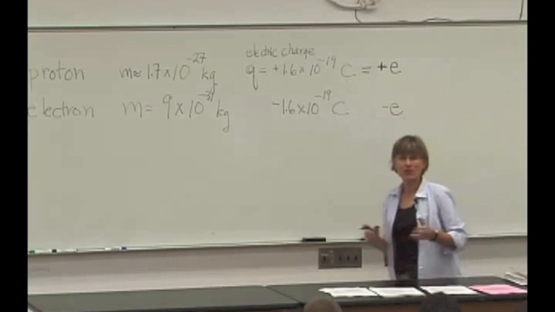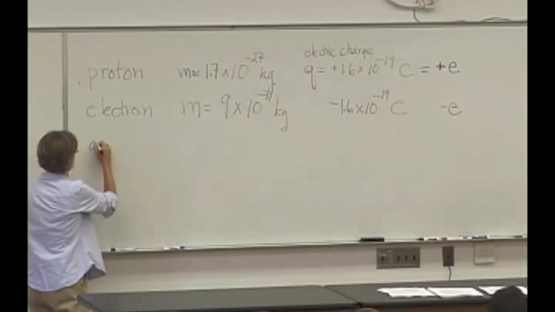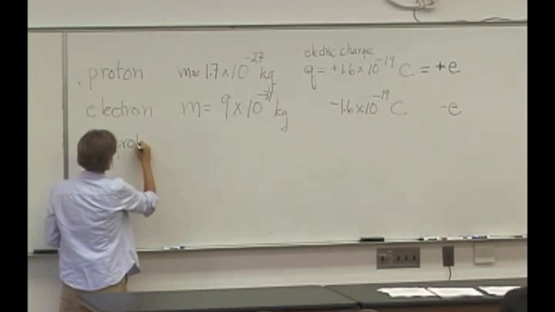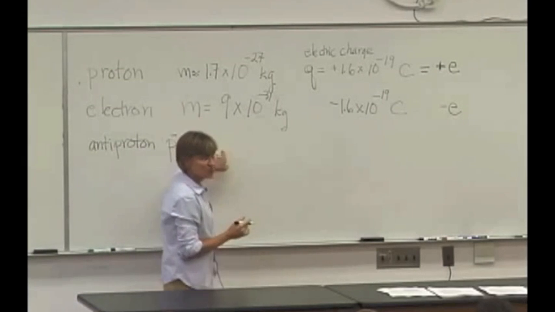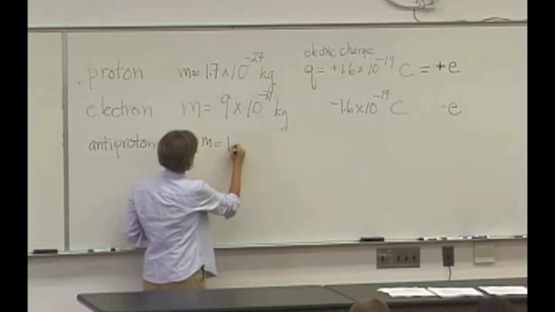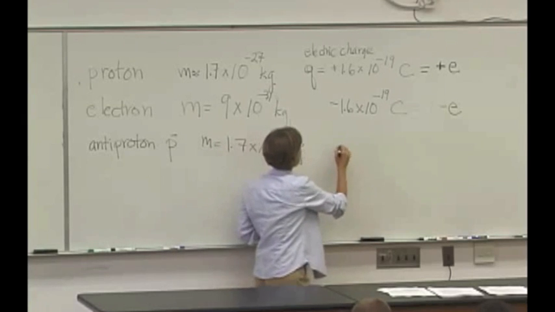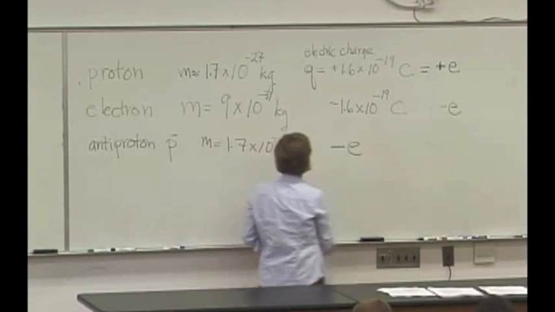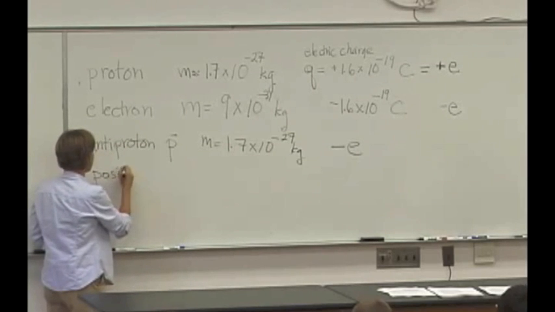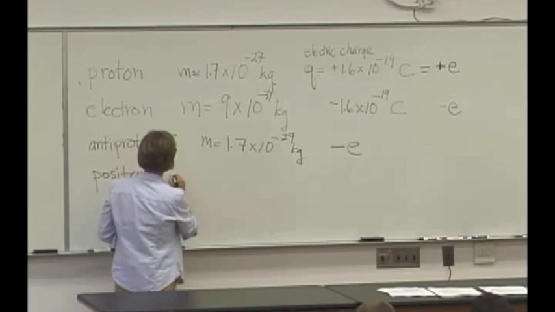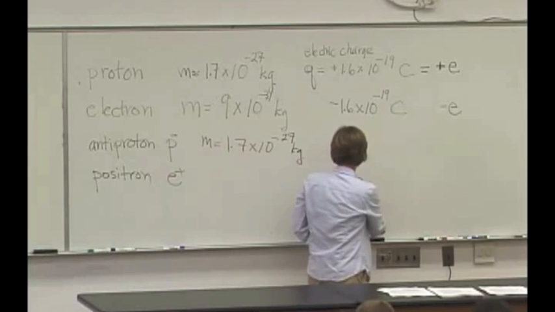And there's a bunch of other charged particles that you might know about that we may encounter. There's an antiproton. We sometimes write it as a p minus. It has the same mass as the proton, but it has a negative charge, a charge of minus e. There's also the positron, which is an anti-electron. And its mass is the same as the mass of the electron, but it has a charge of plus e.